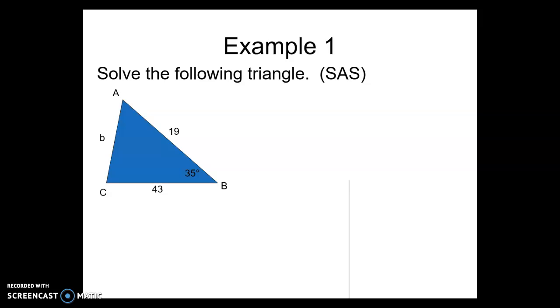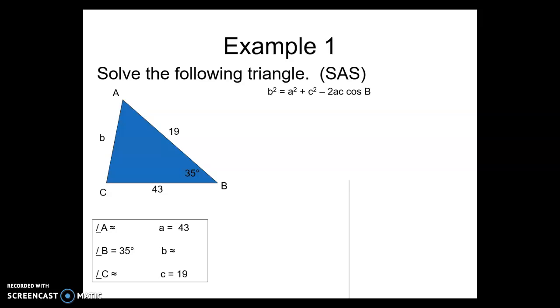All right, so solve the following with side, angle, side. We're using the law of cosines, and they're giving you side, angle, side. Let's look at this here. We have to figure out the sides first. We can't figure out the other angles first. So we're going to use this b squared variation because we're given angle B, so we're going to use the b squared variation to find side B.